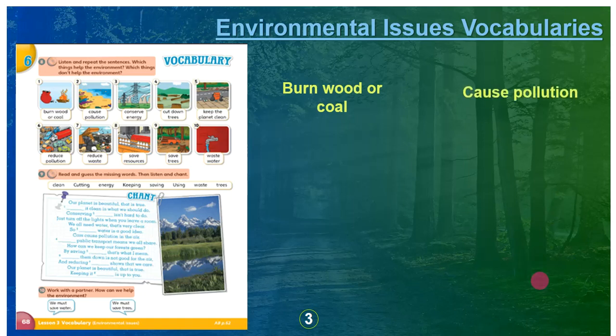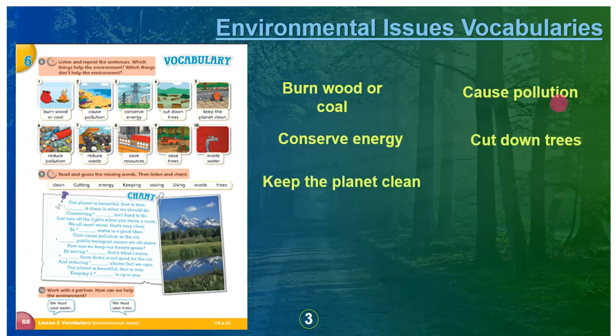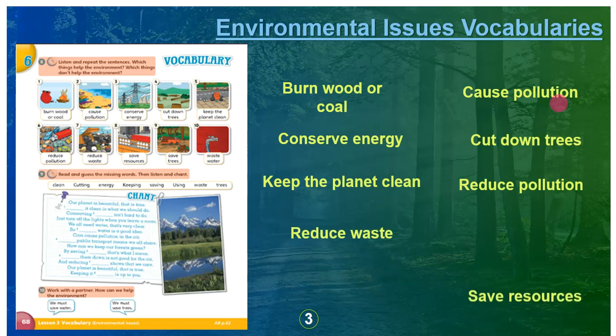Burn wood or coal, it's not good for the environment, of course. Cause pollution, that's not good for the environment. Conserve energy, yes, we should conserve energy. Conserve here means save. Cut down trees, that's not good for the environment. Keep the planet clean, of course, that is a good thing. Reduce pollution, yes, we should reduce pollution, means to make pollution less. Reduce waste, yes, that's good for the environment.